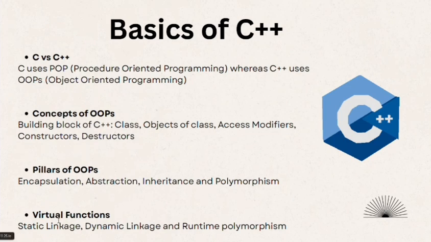Virtual function. In virtual function, it contains static linkage, dynamic linkage. Virtual function is basically which allows a function in base class to be overridden in derived class. So static linkage decides function call at compile time, and dynamic linkage decides at runtime, achieved using virtual function. And runtime polymorphism, when the correct function is chosen while the program is running.